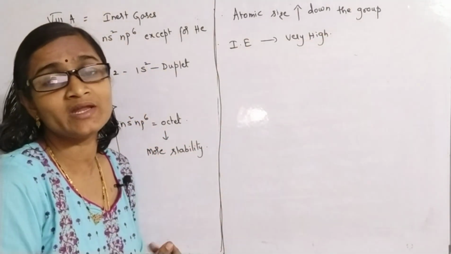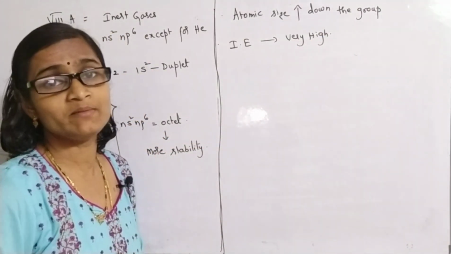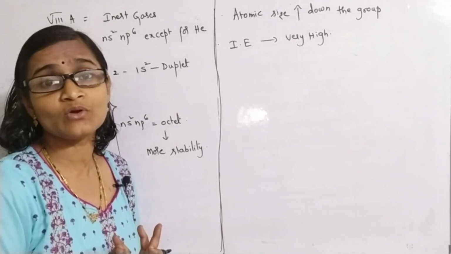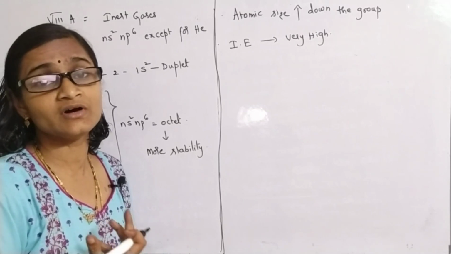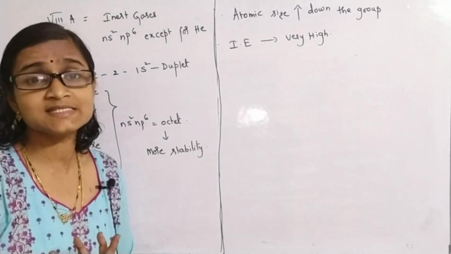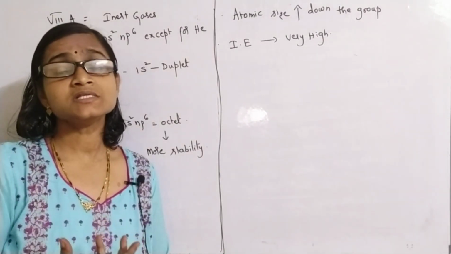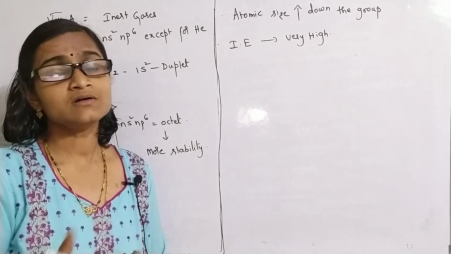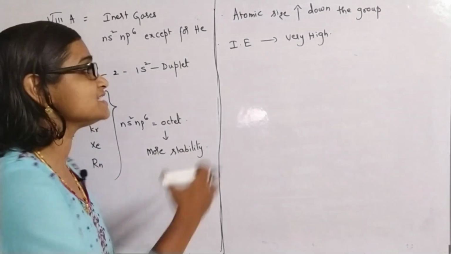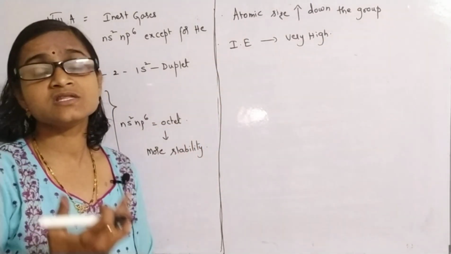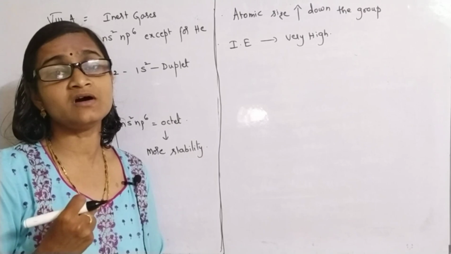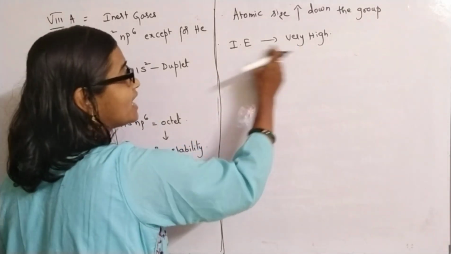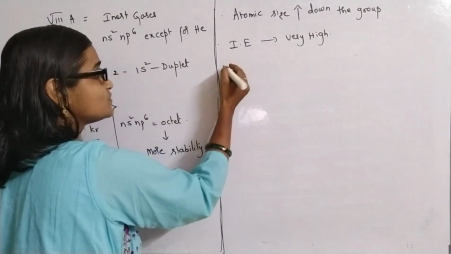If you want to remove an electron from these stable elements, will they lose an electron easily? Is it easy to take out an electron from the valence shell of inert gases? It is very difficult because they are already stable. They have octet configuration, so you cannot remove an electron. Ionization energy means the energy required to remove an electron from the valence shell. So ionization energy for inert gases is very high.